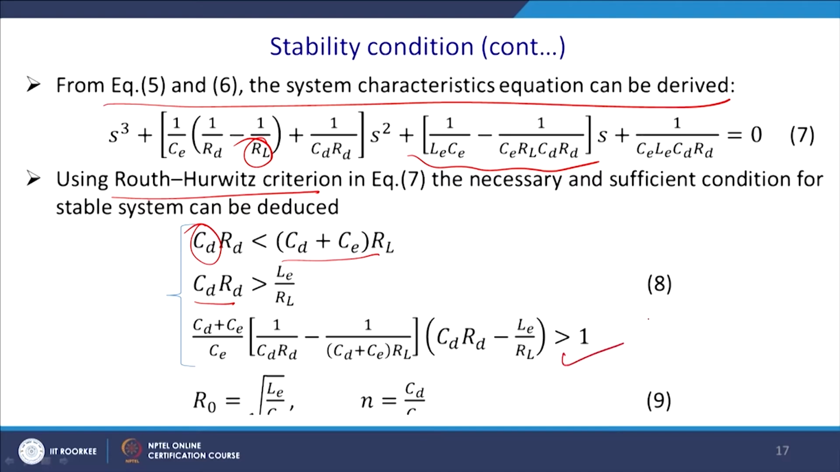That is equation number 9, where R 0 will be under root of L by C, and n is a ratio of C d by C. So, that is the notation that will be followed, and based on that we have this criterion, and based on that you will design the values of the C d and the R d.